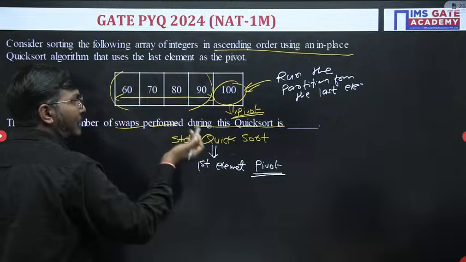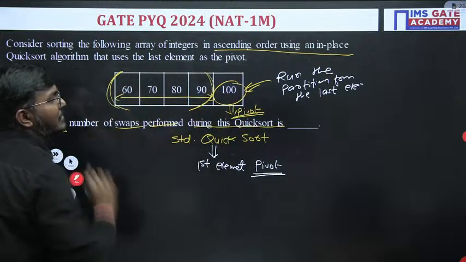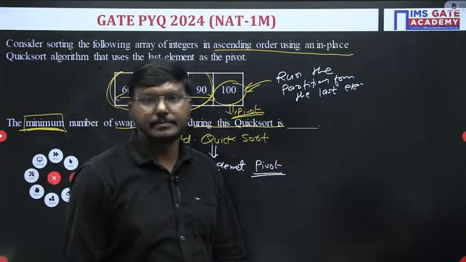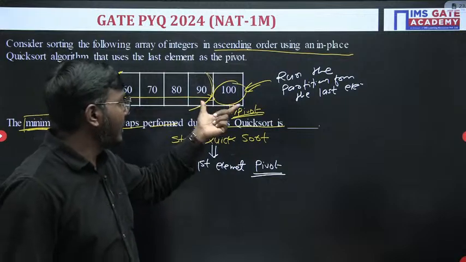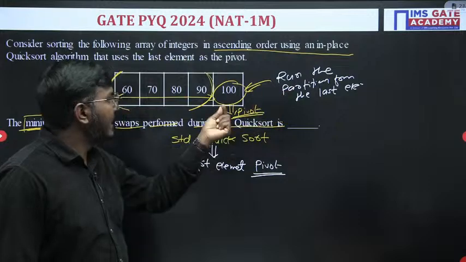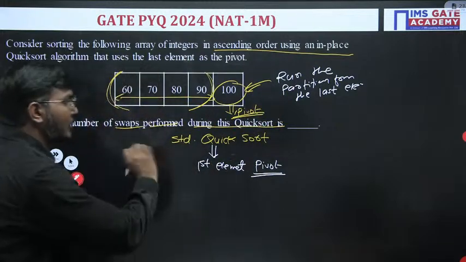Fine. So again we see, if the last element is the pivot, then all the elements are already on the left side of this pivot element, and because of this I can say we have 0 swaps. Getting my point? If you run the partitioning by taking the last element as your pivot element, then this will give you 0 swaps. Okay, so you have to take both possibilities.